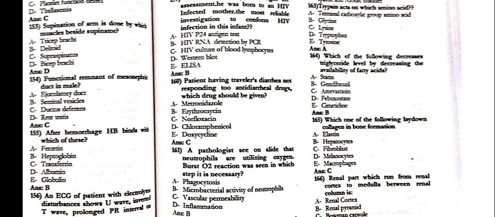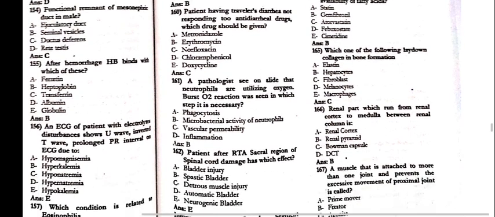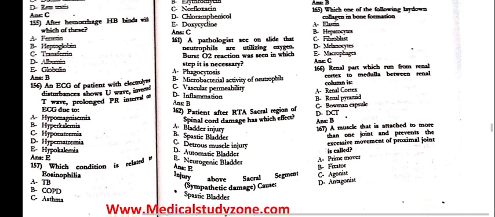160, the patient having the traveler's diarrhea not responding to antidiarrheals. Which drug must be given? That is Charlie norfloxacin. 161, a pathologist see a slide that the neutrophils are utilizing oxygen burst oxygen reaction was seen in which step it is necessary the beta microbacterial activity the neutrophils.